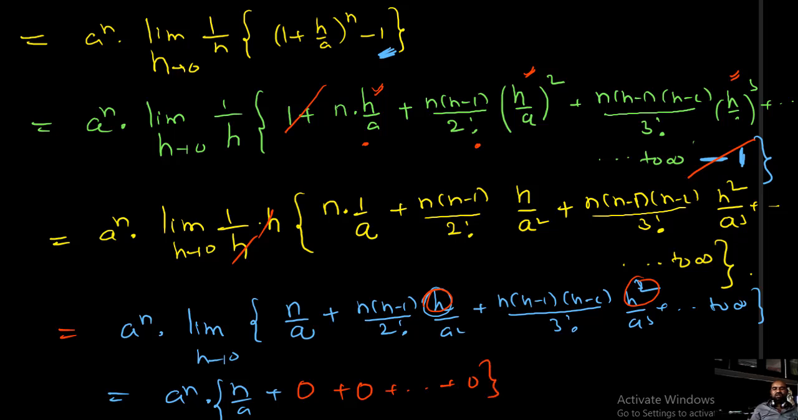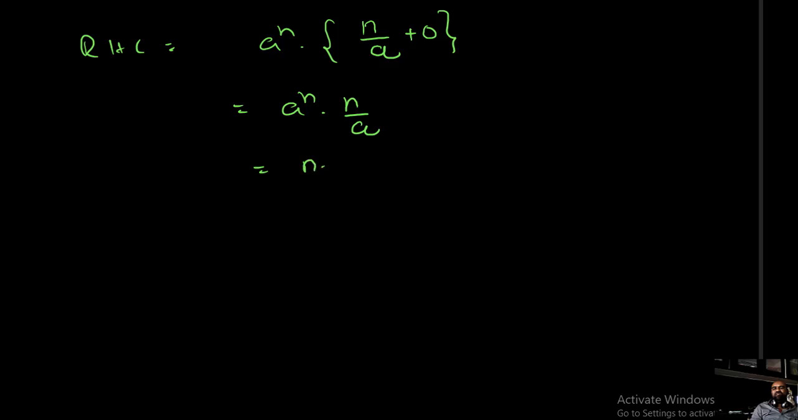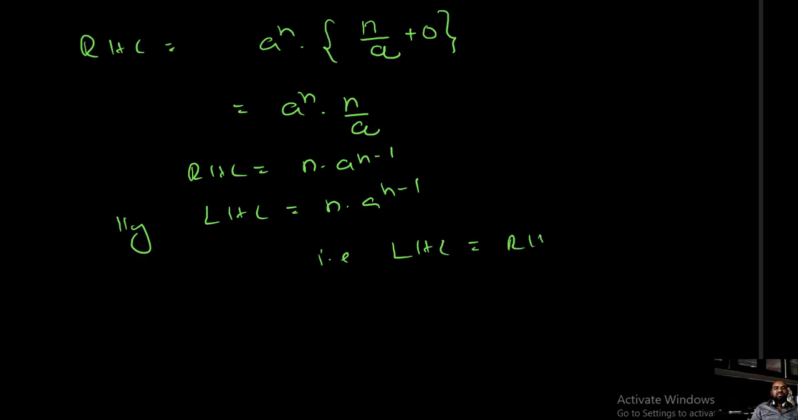Next page I will write, students, what I got. This is RHL only: a power n into n by a plus 0, that is a power n into n by a, that is n into a power n minus 1. This is RHL. Similarly, LHL also will give the same thing, n into a power n minus 1. What is the meaning of that? LHL equal to RHL equal to n into a power n minus 1.